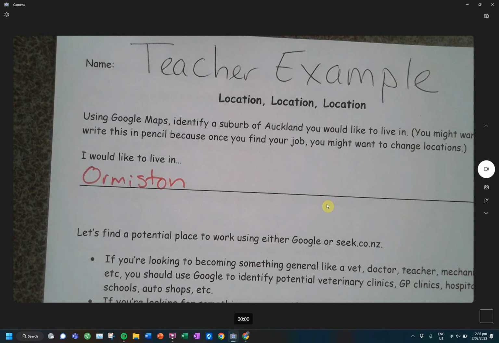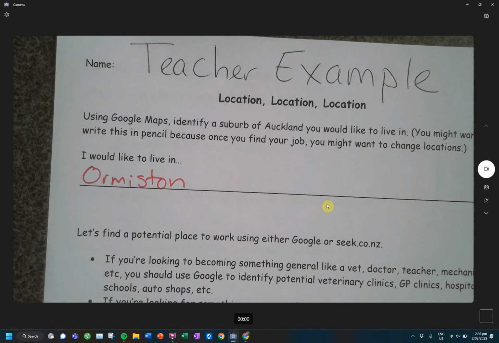All right. Next thing you need to think about is finding a location for your job. There are multiple ways you can find a location for your job. You can use Google or you can use seek.co.nz. If you're looking for something general, like you want to become a vet, a doctor, or a mechanic, you can look for nearby locations and find, for example, a veterinary clinic on Google Maps. That's your hypothetical job. If you're looking for something more specific, like IT work or something in construction, I would suggest using seek.co.nz so you can find a company that is offering a job in a location. Seek.co.nz is on the paper.